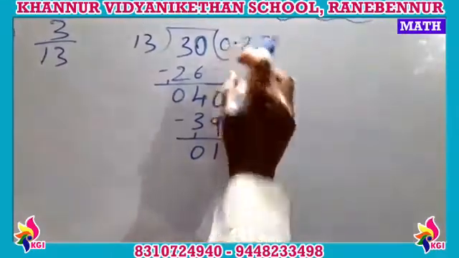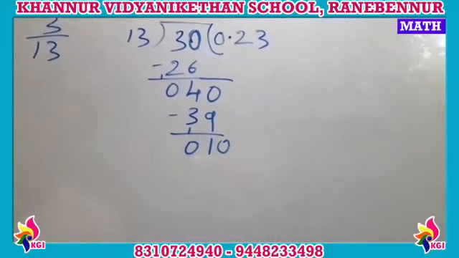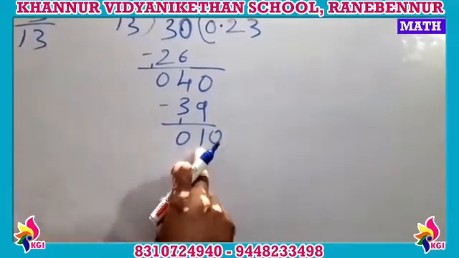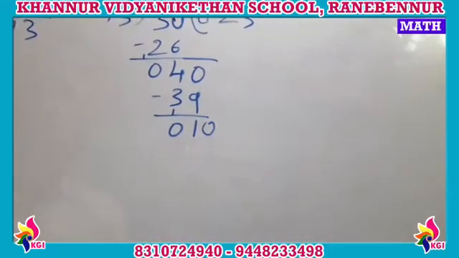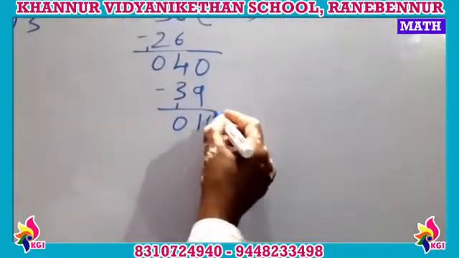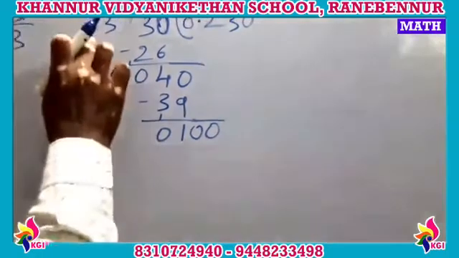We have already put a point, right? So I can take a 0. Now when I put a 0, I get 10. 10 is less than 13, right? So what to do? Again a problem, but if there is a problem, there is a solution. Put a 0 over here and take a 0 over here. Then it became 100, correct? So 13 is less than 100.